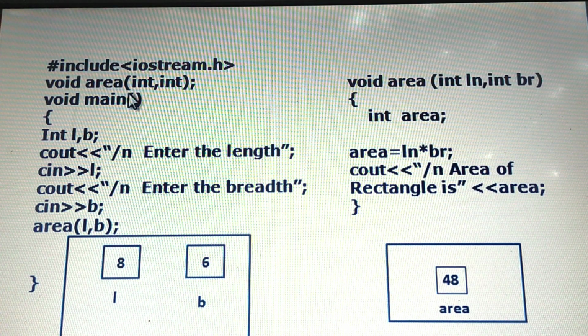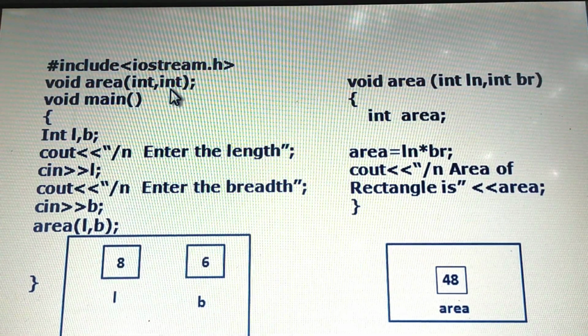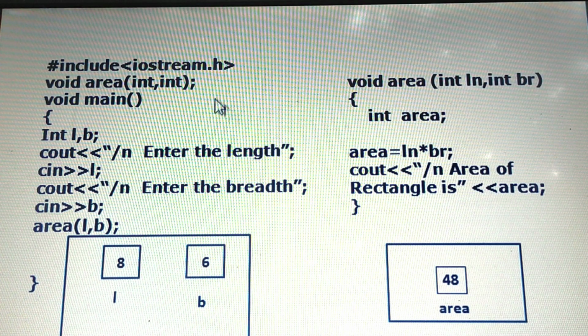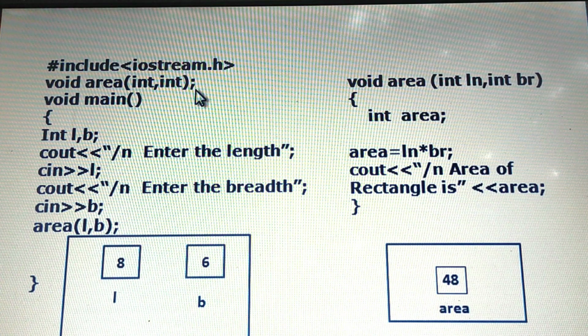Then the name of the function, area. Then within brackets give the parameter list. Here we are calling the function with two arguments, so we have to give two parameters, one by one. Only the data type is enough: the data type of the first argument and the data type of the second argument, separated by a comma, terminated by a semicolon. Then the main function starts. First declare the variables.